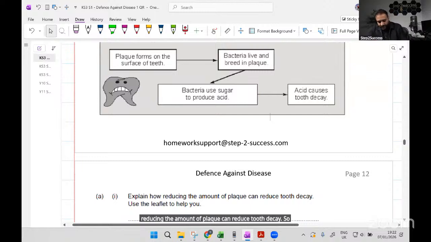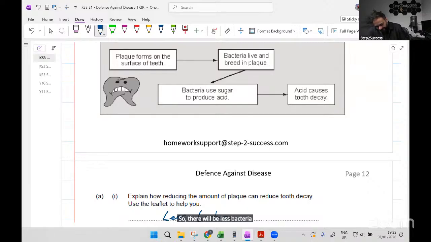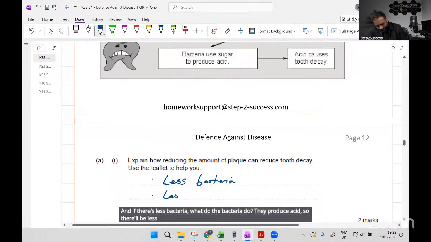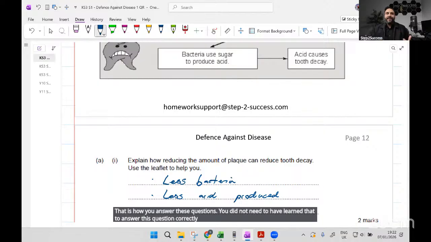So if you reduce the amount of plaque, you will reduce the amount of bacteria. So there will be less bacteria because they've got nowhere to hide. And if there's less bacteria, what do the bacteria do? They produce acid. So there'll be less acid produced. That is how you answer these questions. You did not need to have learned that to answer this question correctly. You just need to read the information you get given and then apply it.